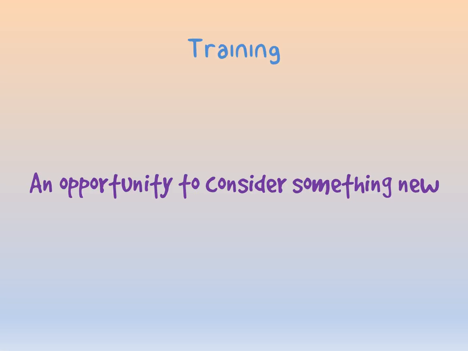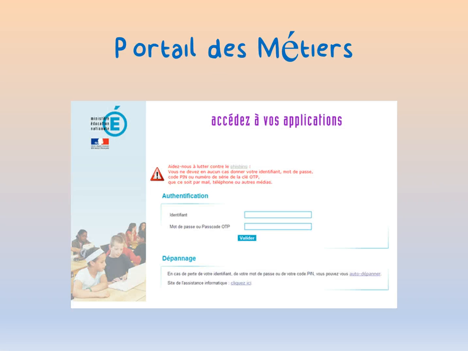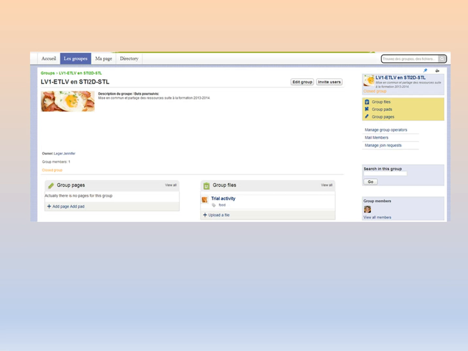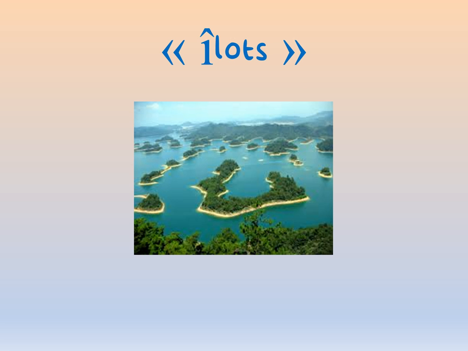So, what's happening during this training? Well, I see training as an opportunity to consider something new. You have already been introduced to the portail des métiers, and you have in front of you the login page, the welcome page, and the group page. Hopefully you are already familiar with these, but if you're not, you can take the time to have a look at them. We're also going to talk about ILO.